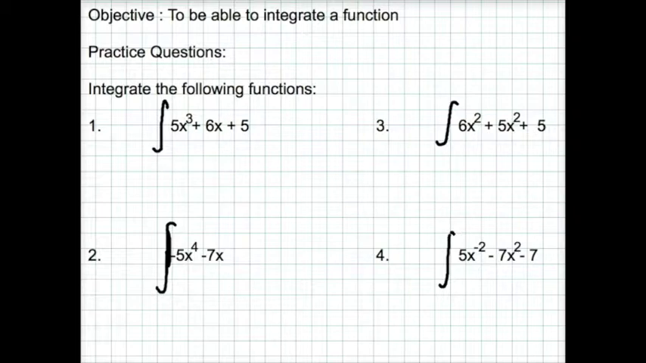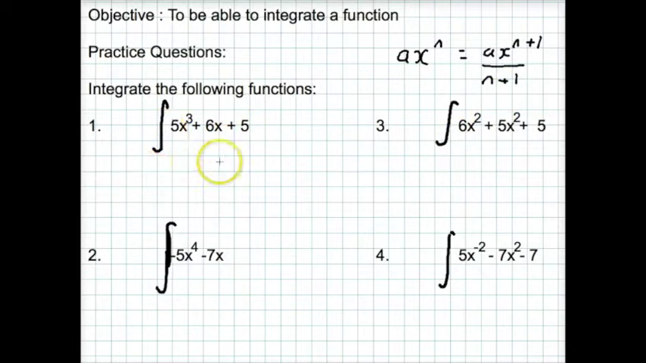Hi, welcome back. Let's now go through these four questions together. Okay, now if you remember, if you viewed the lesson on this, you'll know that if we have a function, say for example ax to the n, then when we integrate this function, it becomes ax to the n plus 1 all over n plus 1.